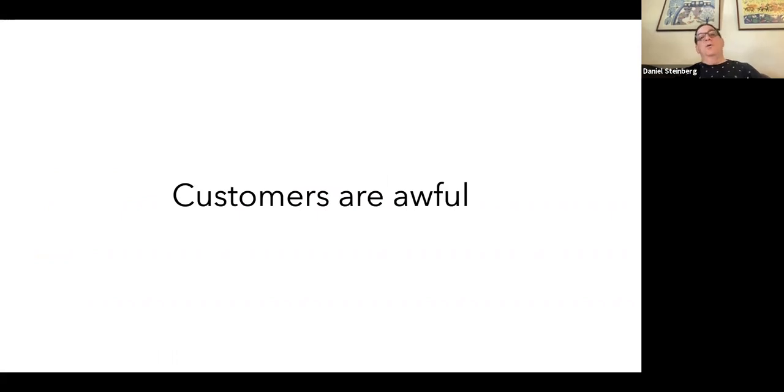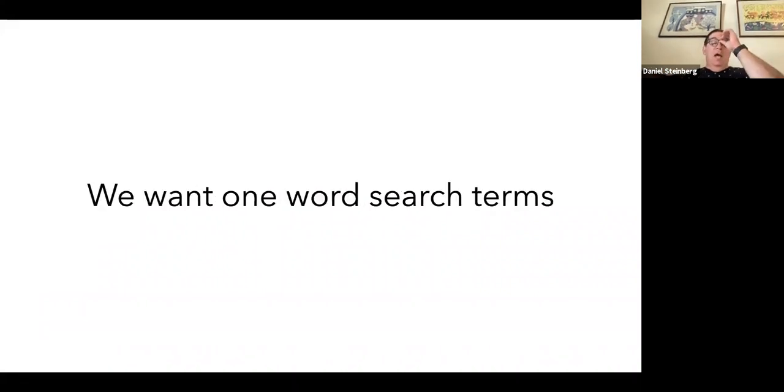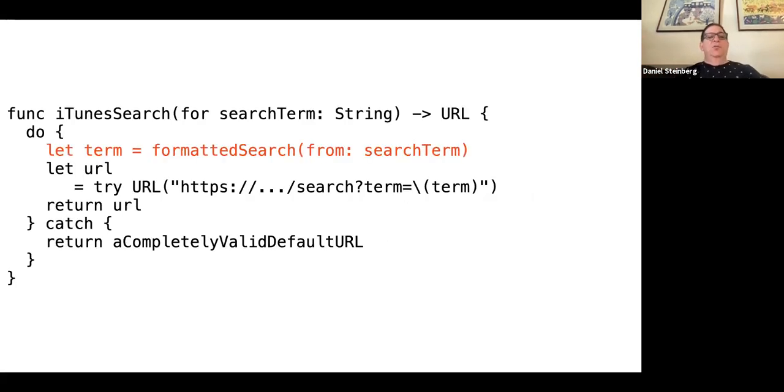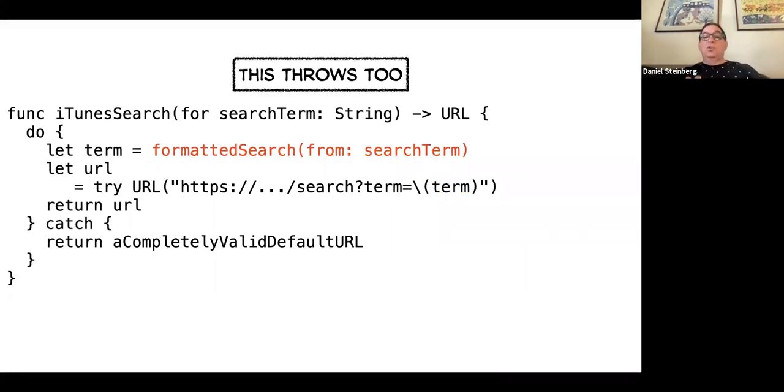Now, customers are awful. I designed this code for you to type in snacks or cars or code, but customers don't pay attention. Even though I want one-word search terms, they're going to enter something like crunchy snacks. They're going to search for 2-word, 3-word terms. They're just awful. So I'm going to add a second method, this formatted search, that if you give me a search term crunchy snacks, I don't know if you've ever looked at the App Store URL, it replaces that space between crunchy and snacks with a plus sign. So I've got to format this. And suppose that this formatted search method that produces this term that I'll use, suppose that formatted search throws too.